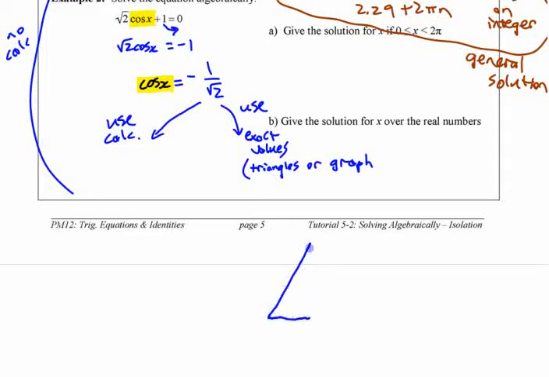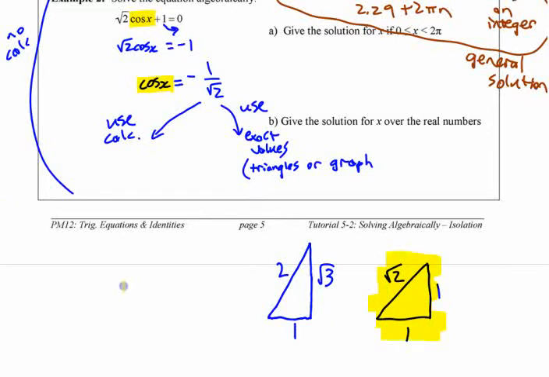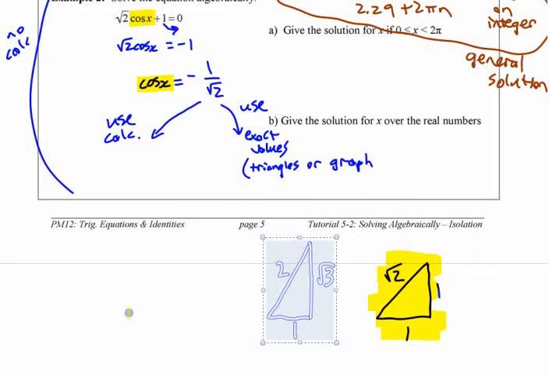Do I need this one? Do I need this one? Which one's going to be helpful there? Yeah, this one, right? That one's going to help, right? You don't need this one because you can't make a cosine ratio in this one that's 1 over root 2. Okay, so we're going to get rid of that one. This is the one that you can use.